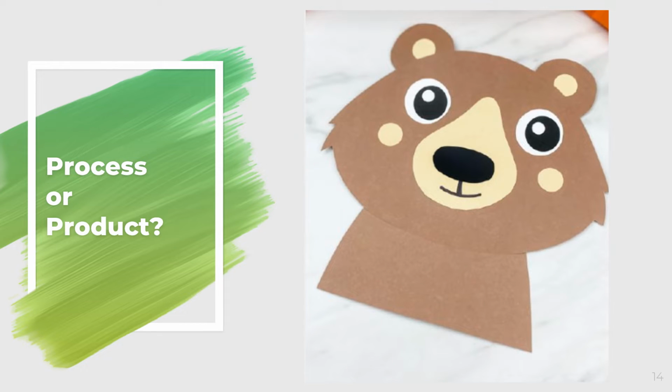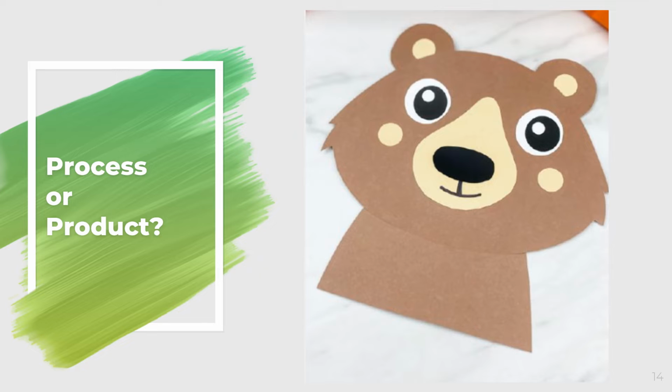Next one here shows a cute little bear. This one's pretty obvious. Would you say it's process or product? I would agree that this is product. So again, the teacher probably had a pre-cut head, a pre-cut neck, pre-cut noses, and eyes, etc., and probably put the example up in front of the children.